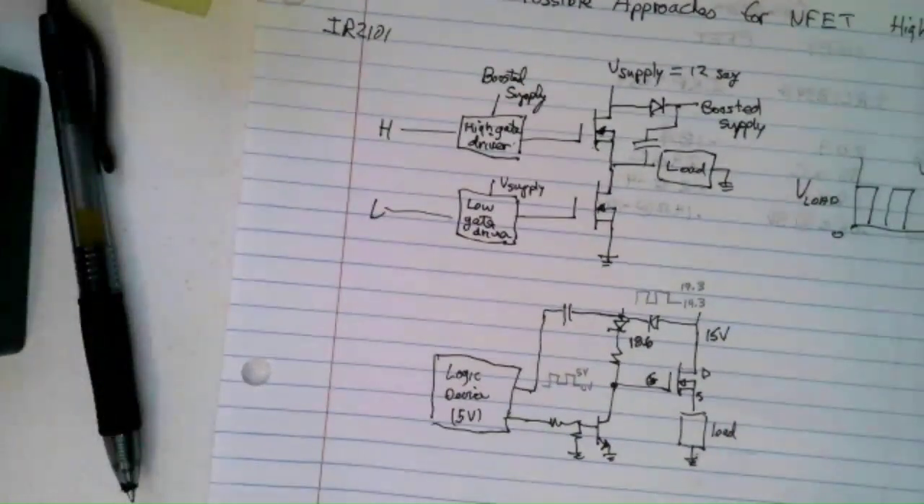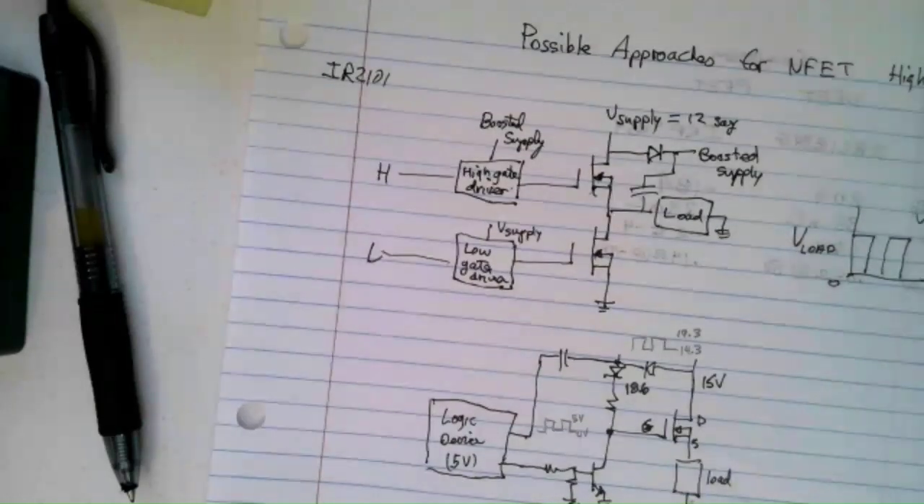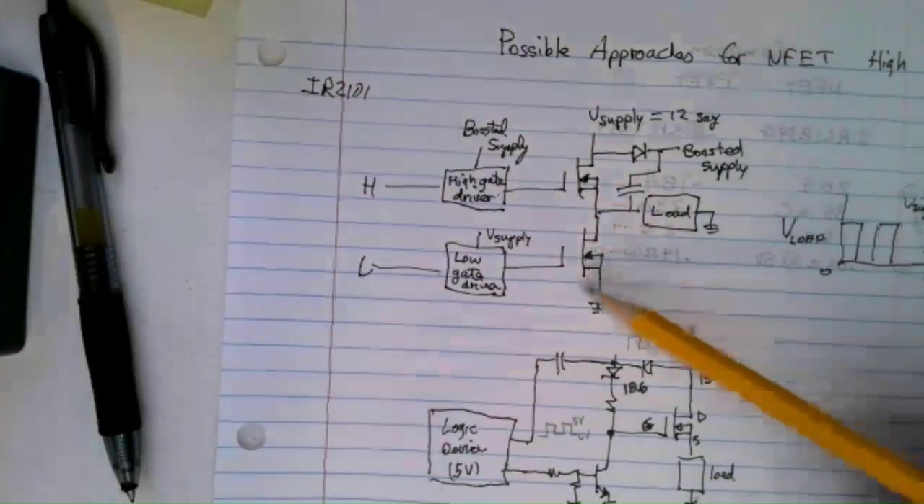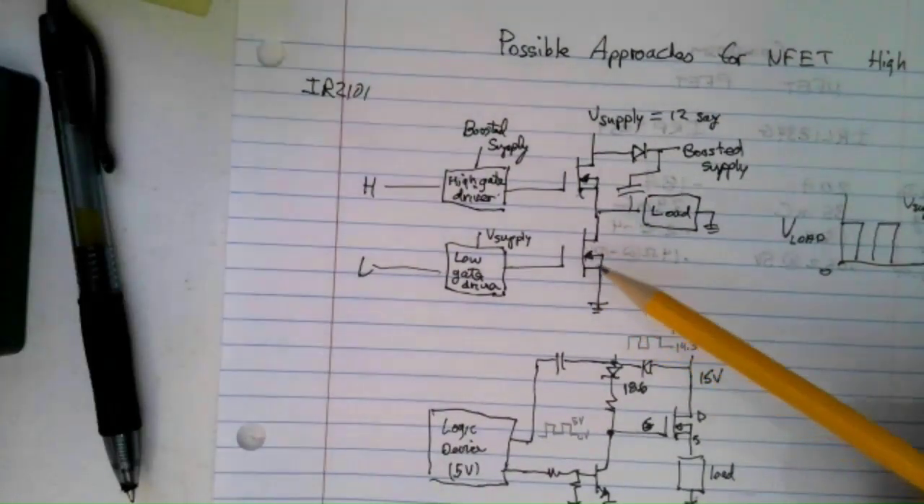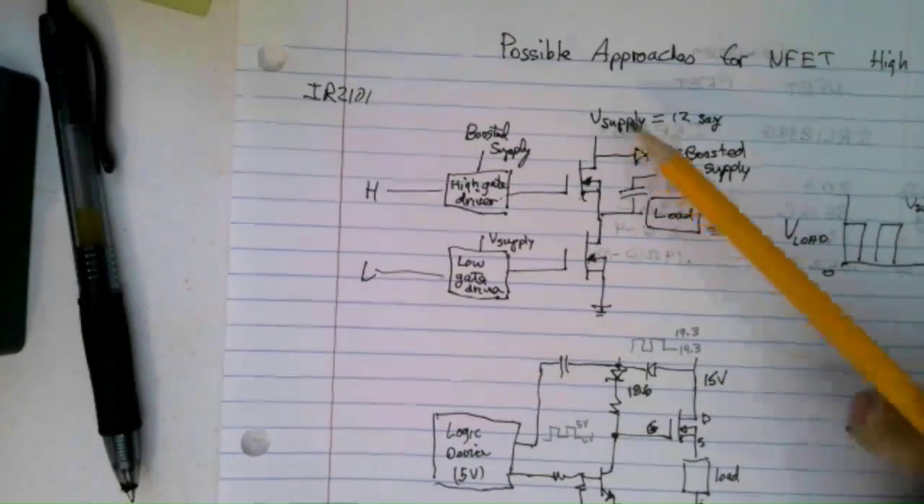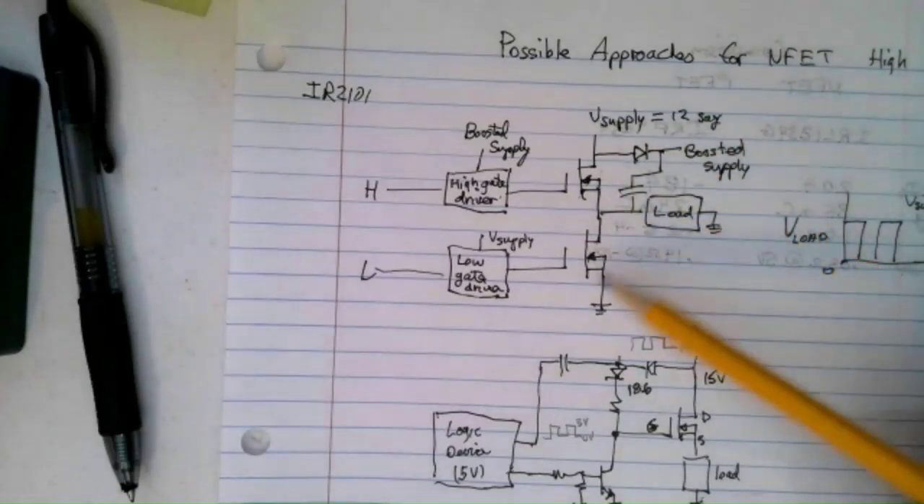So now, what are some of the approaches people have come up with to be able to use NFETs? Here is a half H using 2 NFETs. And ordinarily, you might expect to see a PFET up here and an NFET here. And so here is 2 NFETs, and we're driving the load. And we have a supply, I just say 12 volts for this example.